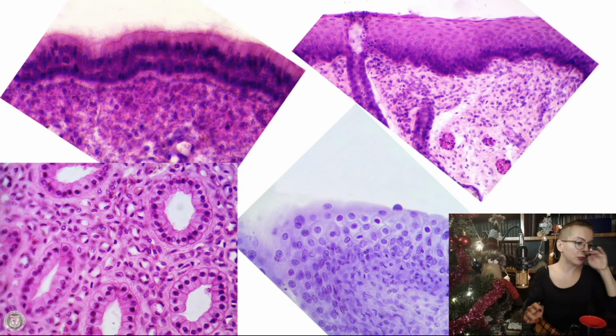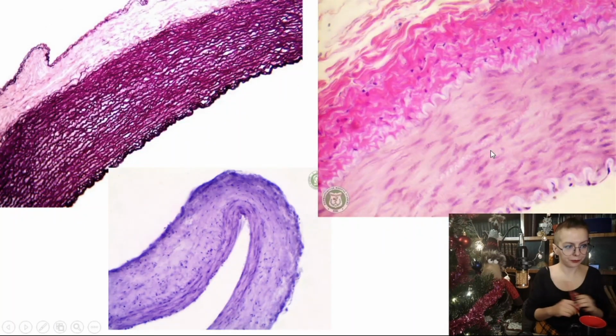So to distinguish simple columnar epithelial tissue, here we can see ciliated epithelial tissue, respiratory epithelium, stratified squamous, non-keratinized, and transitional. How to distinguish them, we'll discuss later.